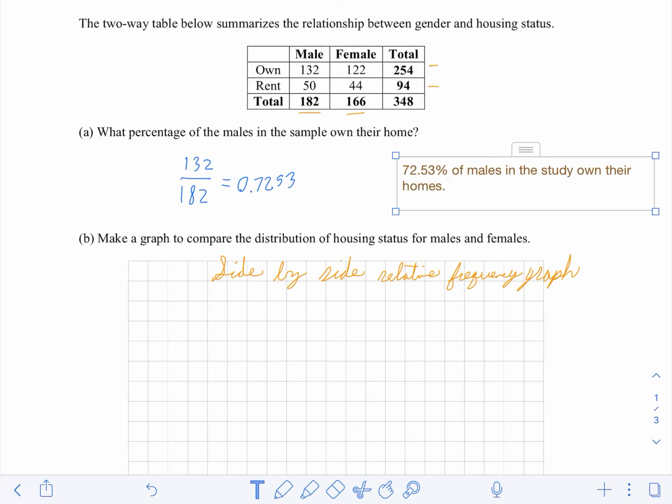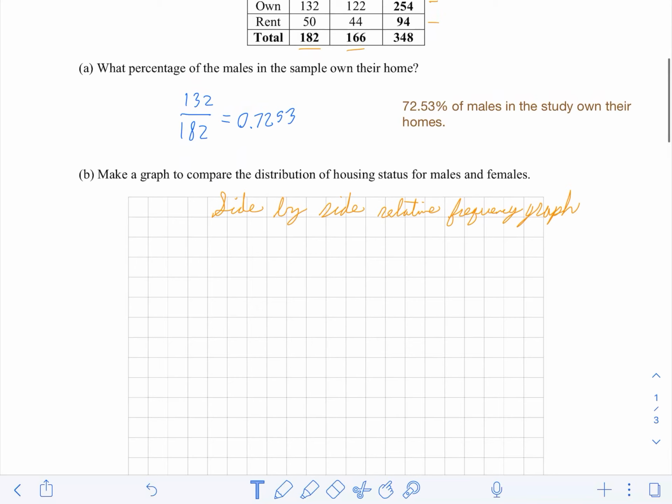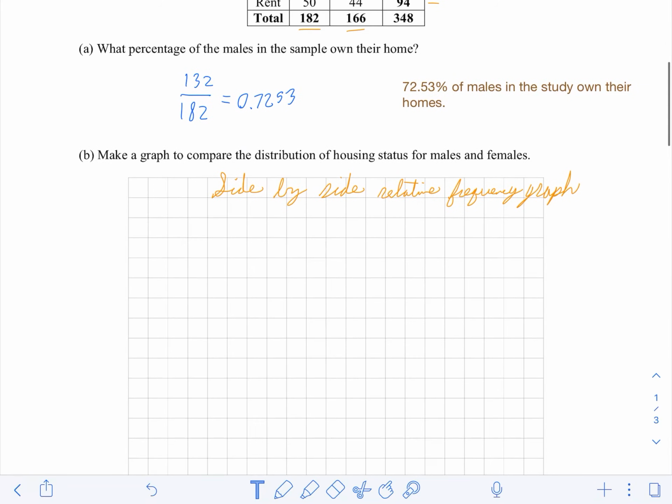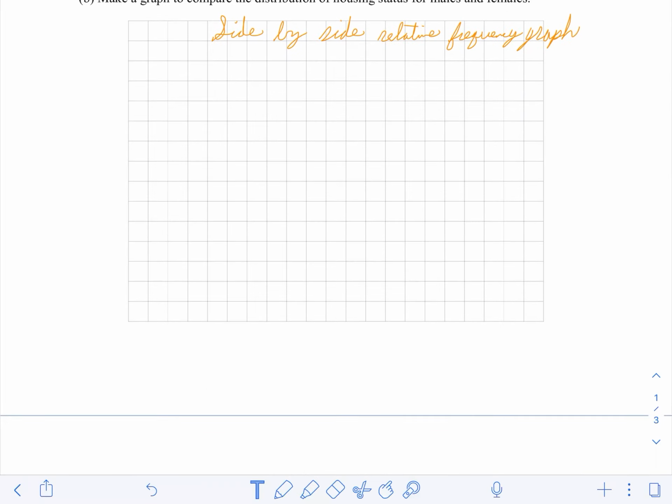All right, let's go on to the second part of it. Make a graph to compare the distribution of housing status for males and females. So again, we want to do a side-by-side relative frequency graph. So across the bottom, we're going to put males and females.